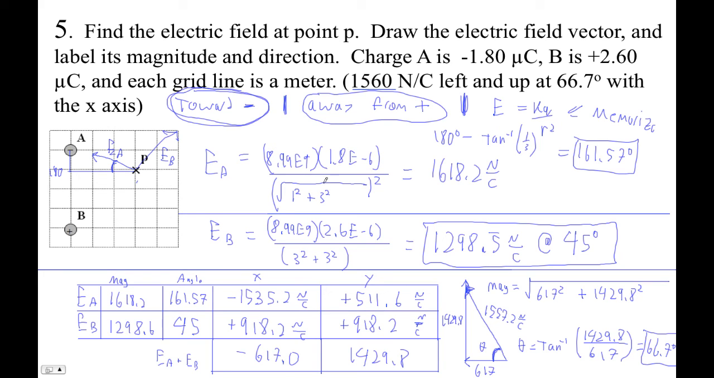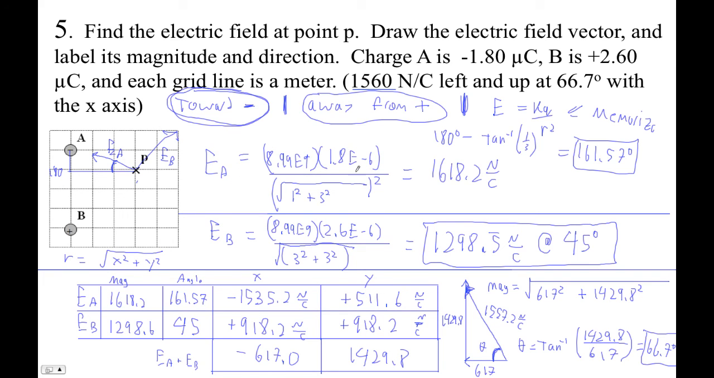And then it's KQ over R squared. Remember that R in general in these things is the square root of x squared plus y squared. We're using the distance formula. But in the denominator, it's R squared, and so the square root goes away, right? So it's KQ over R squared. Figure out the magnitude, right? And then think through the angle.